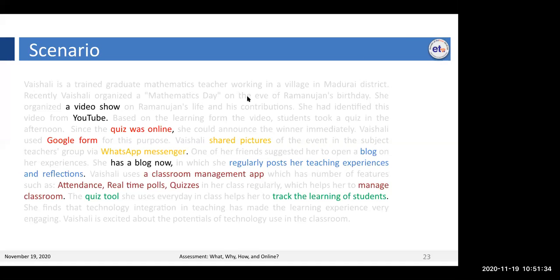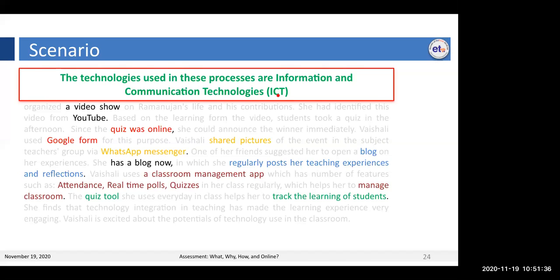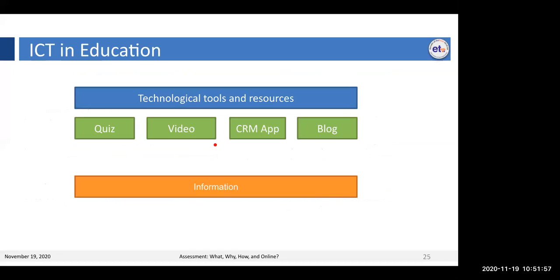So these are nothing but the ICT. The technologies that have been used in these processes are information and communication technology. We are quite familiar with this, but you must have come across many more such technologies in online scenarios. There are these technologies, tools and resources that have been used, and they have certain purposes towards information and knowledge.